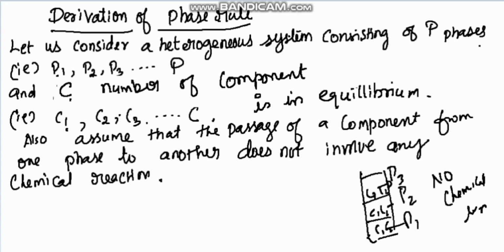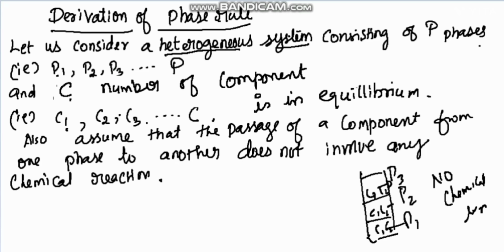Hello students, in this video I will explain the derivation of the phase rule. Phase rule is F is equal to C minus P plus 2. So it relates the degrees of freedom with the components and the number of phases. Degrees of freedom is the number of variables that we need to know in order to define a system.